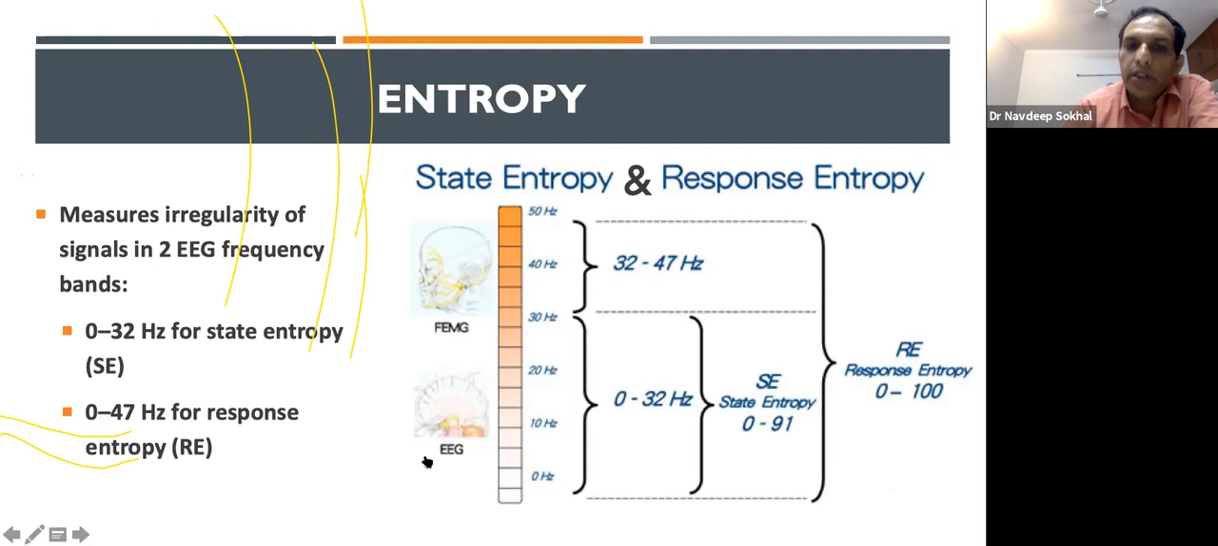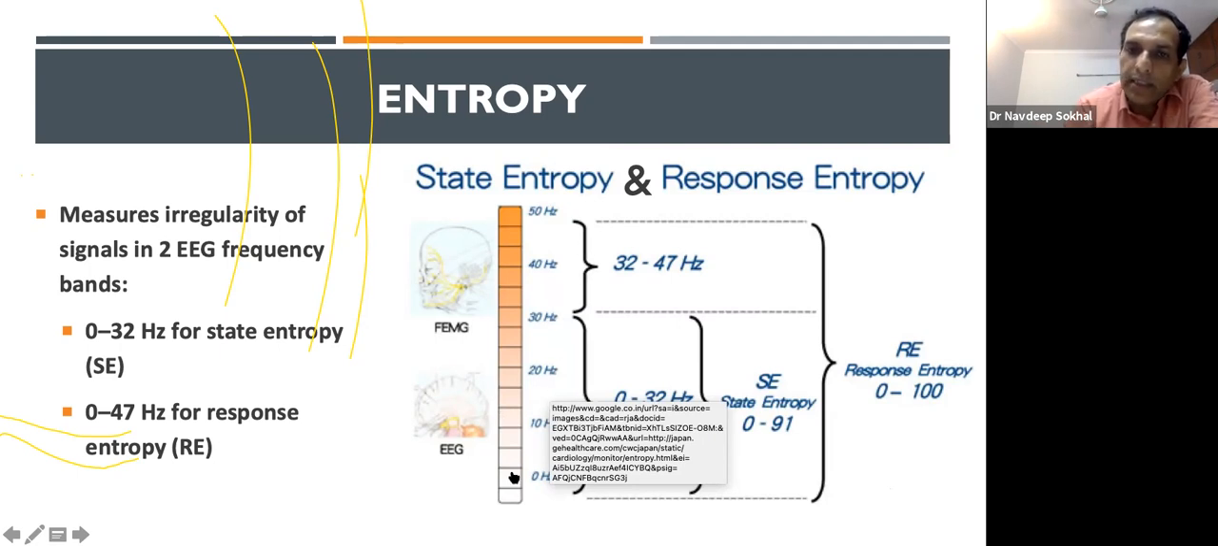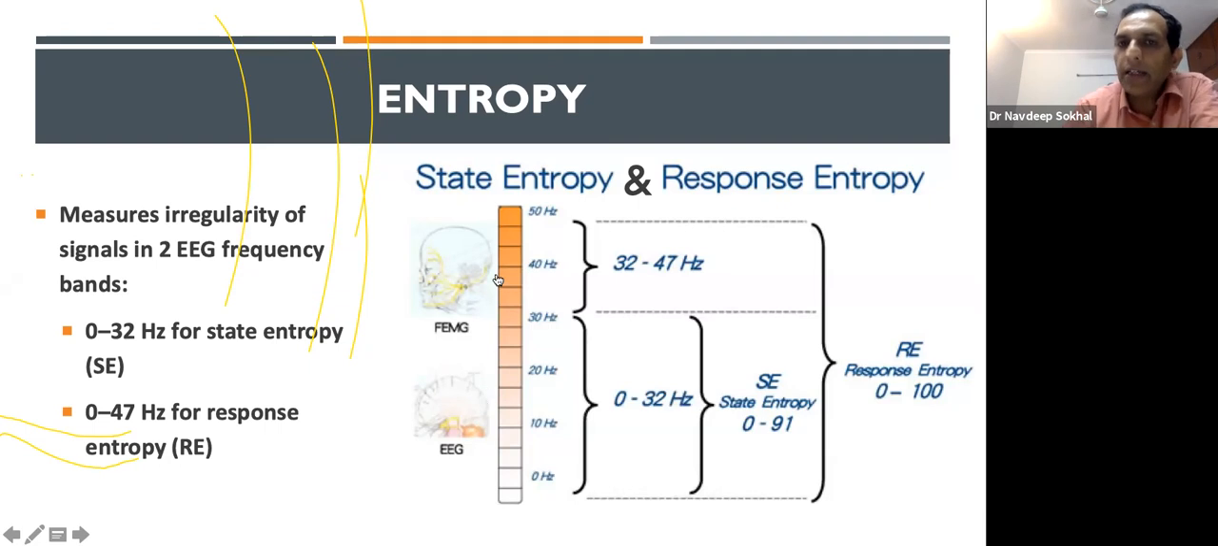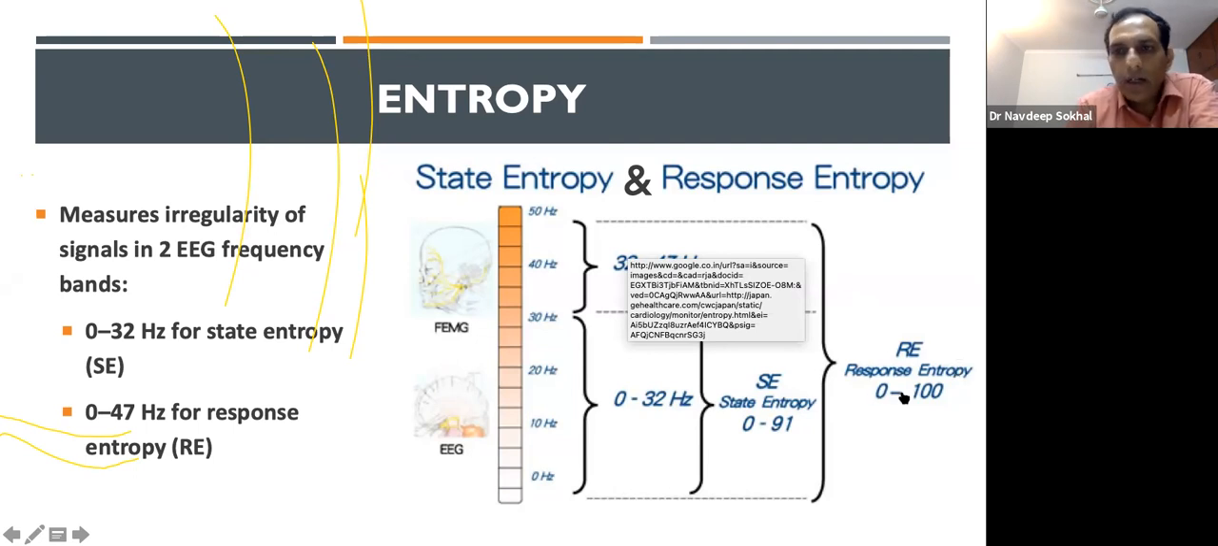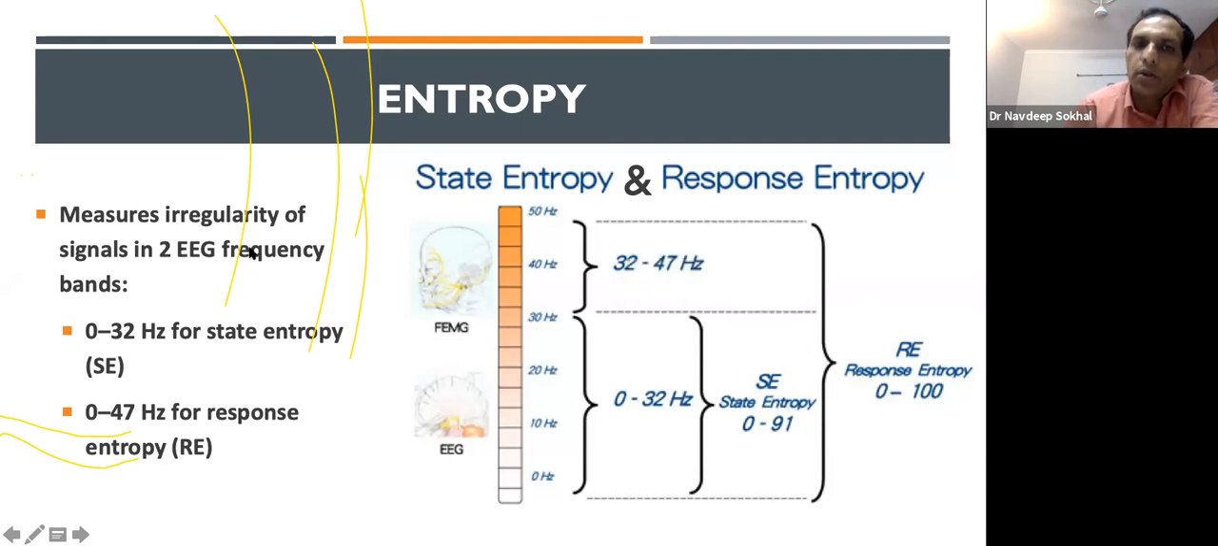The other value is obtained using frequencies from 0 to 47, almost 50. This takes into account EEG signals plus EMG signals, EEG signals from the brain and EMG signals from the frontalis muscle. So it uses all the signals to derive another number, which is called response entropy, and the value will be 0 to 100 normally. So this monitor analyzes signals in two ways: one, only the EEG signals, frequency from 0 to 32, and another which includes EEG plus EMG signals, frequency from 0 to 47.